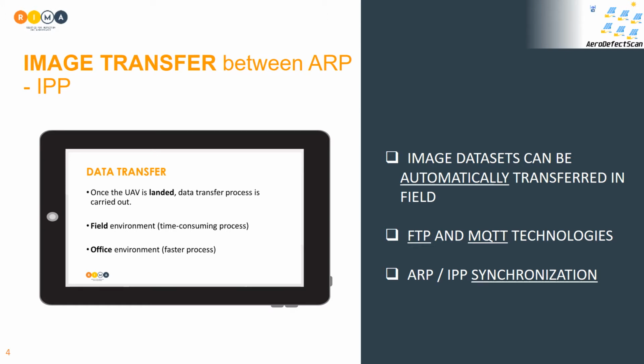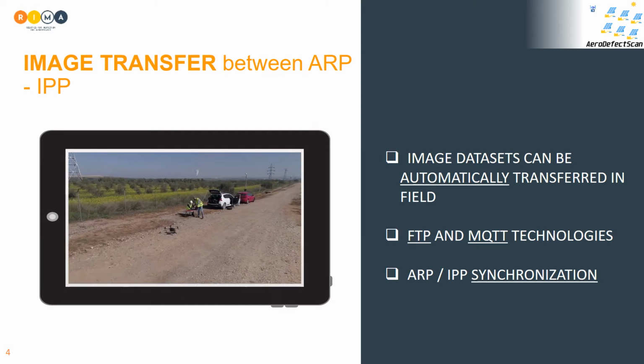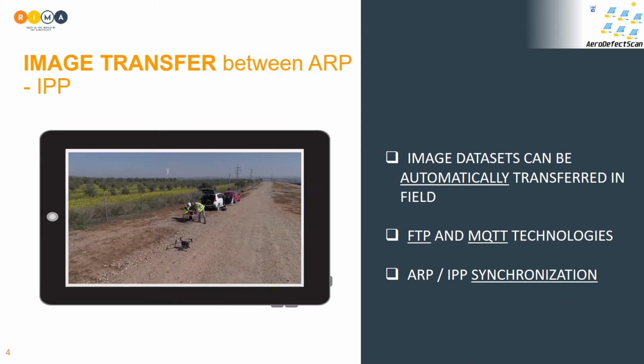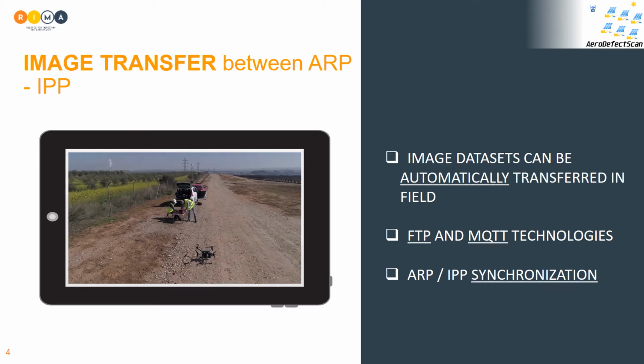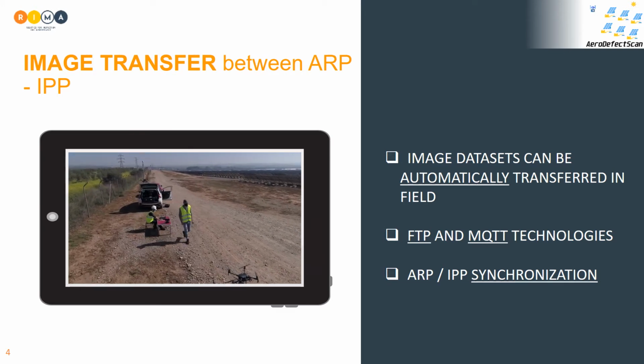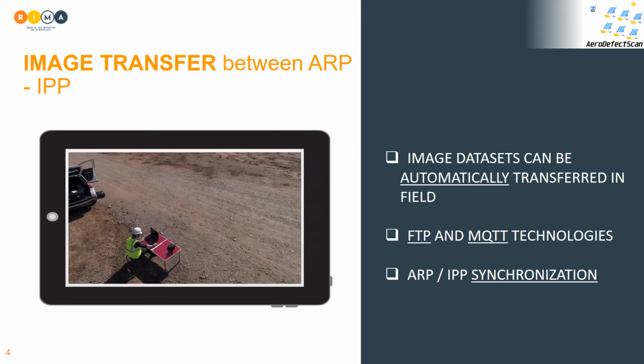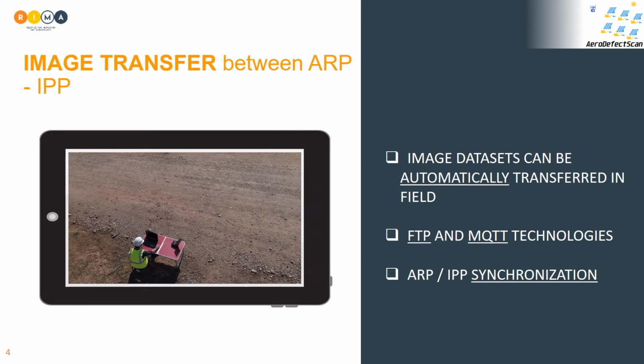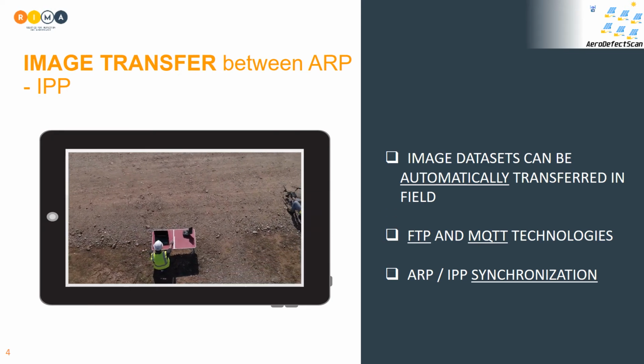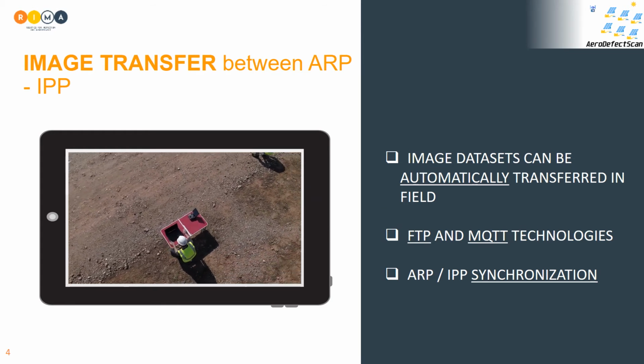The images acquired by the aerial robotic platform are automatically transferred to the image processing platform. First of all, the images are sent from the UAV to the ground control station. The end of the process is the transfer to the image processing platform using an FTP service.